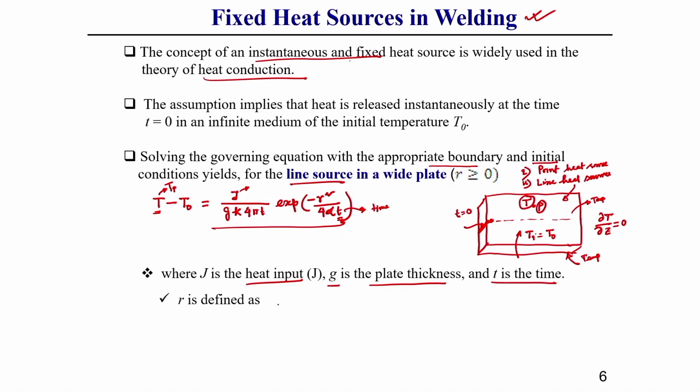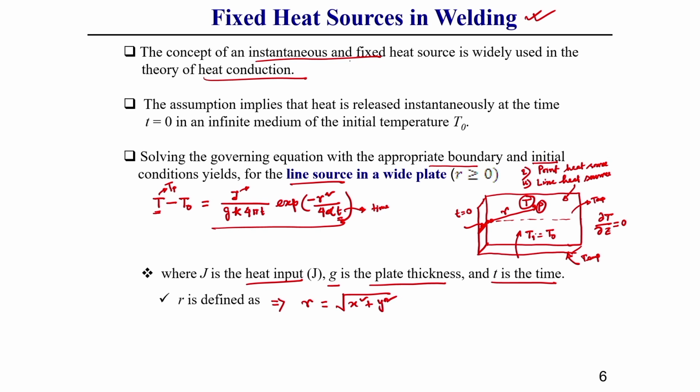Now, as the z coordinate does not appear, since the temperature gradient through the thickness is 0, the r we are considering, the distance from this point, is r equal to what? It is x square plus y square; the z square term is not coming.